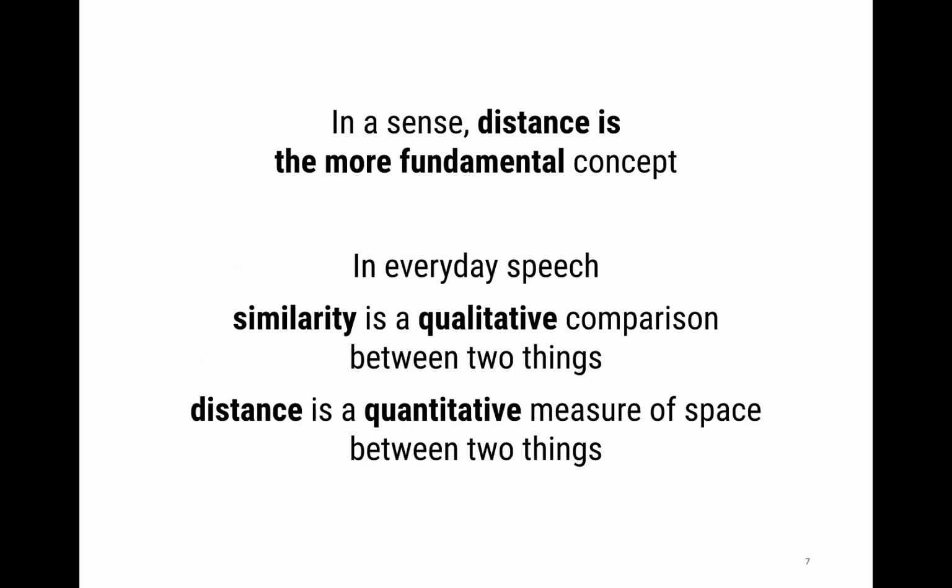In a sense, I think it's helpful to understand some of the semantics here. Distance is the more fundamental concept of the two. Because in everyday speech, what we mean by similarity is a qualitative comparison between two things. We say, oh, this book is very similar to that book. Maybe deep down in our brains there's some mathematical operation going on that has something to do with this, what I'm calling the geometric semantic hypothesis. But really what we mean is we're not quite sure why we think things are similar. We just say that they are. Whereas distance is more precisely a quantitative measure of space between two things.